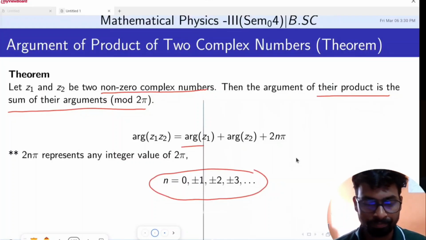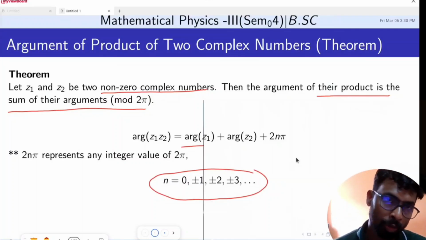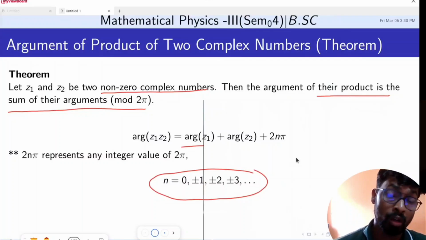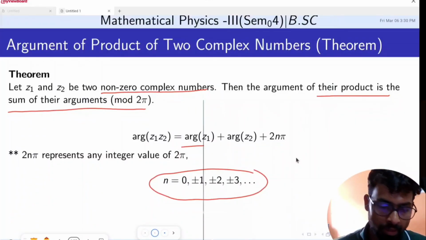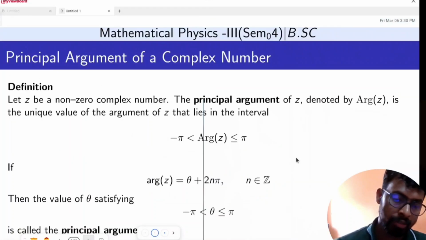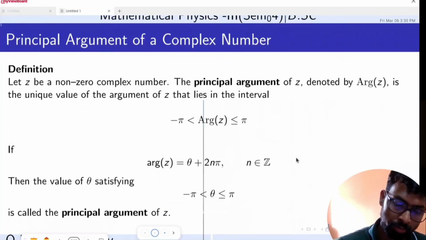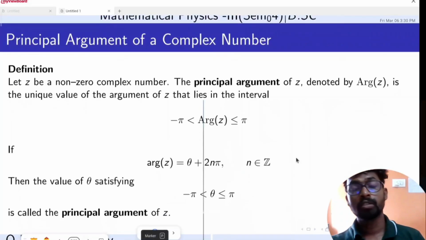So this is the theorem of arguments of the product of two complex numbers. Okay, so it's a very easy case. Yes, so now the definition of principal argument, that is very important. I would like you to understand the principal argument in detail here also.